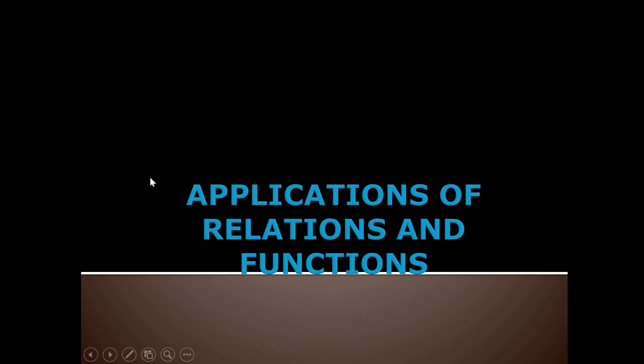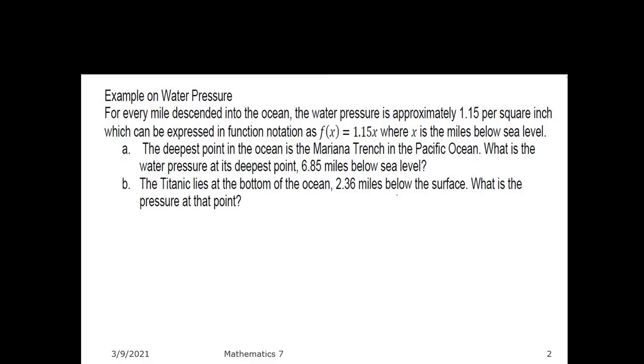We now move on to the applications of relations and functions. There can be a lot of applications, but I will be focusing on what I gave in the module. Our example on water pressure: for every mile descended into the ocean, the water pressure is approximately 1.15 per square inch, which can be expressed in function notation as f of x equals 1.15x, where x is the miles below sea level.